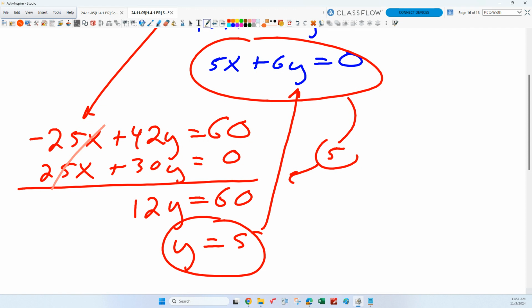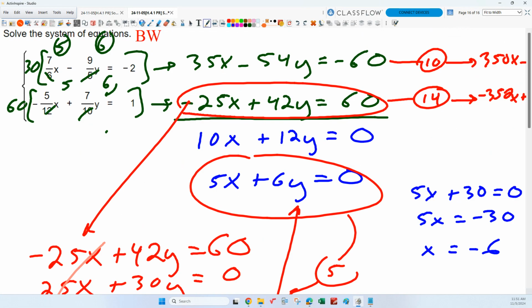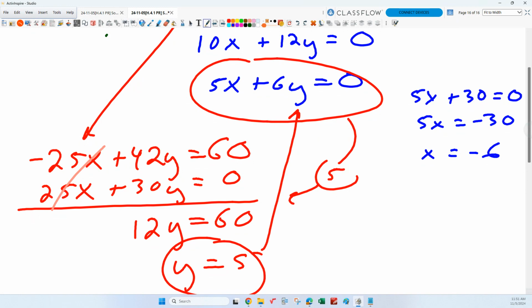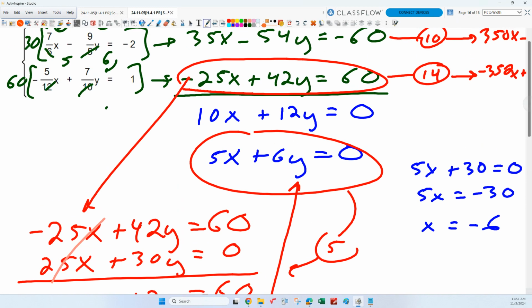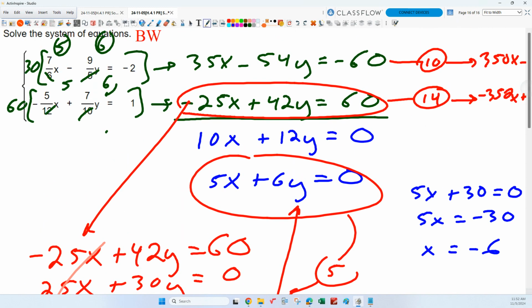Plug that right in there, and I get 5x plus 30 equals 0, and 5x equals negative 30, so x equals negative 6. Shouldn't it have been positive 6? What did I do wrong here? Was that supposed to be a negative? No. 60. It's supposed to be negative 42y, right? Or no? Wait. No, I did something wrong though, because I think you guys got 6, didn't you?